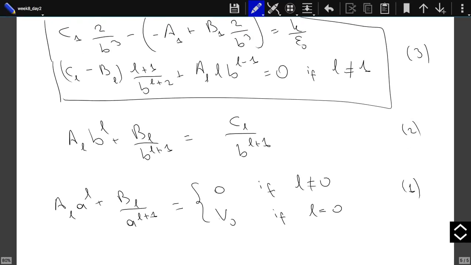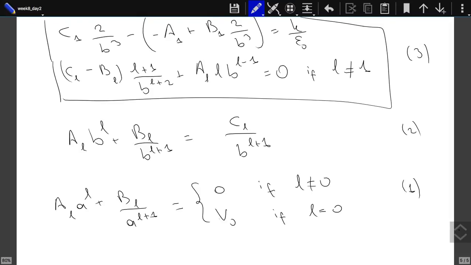So these are my equations. Now the easiest case to solve is when L is not equal to 0 and L is not equal to 1. L can be 2, 3, 4, etc. In that case, this combination is equal to 0. This is always satisfied. And that combination over there is also 0.